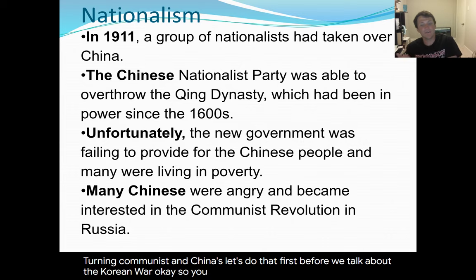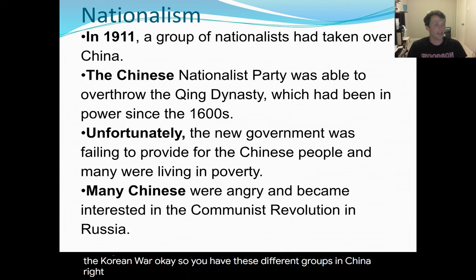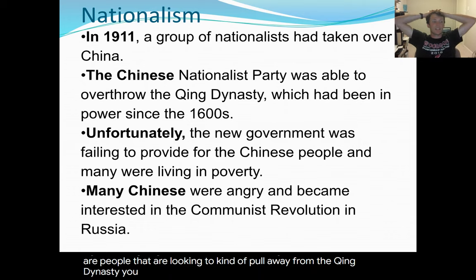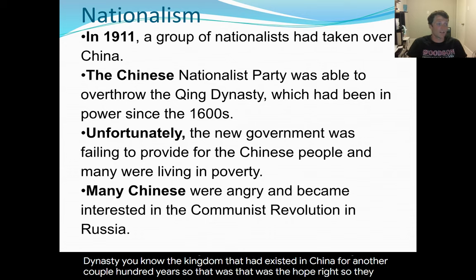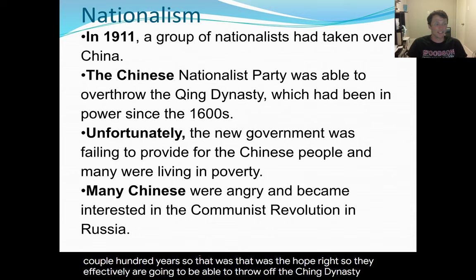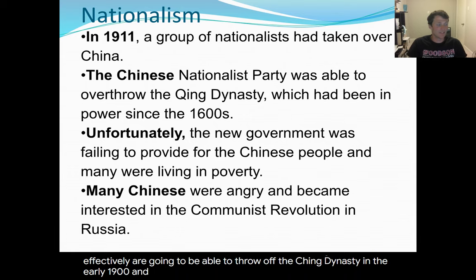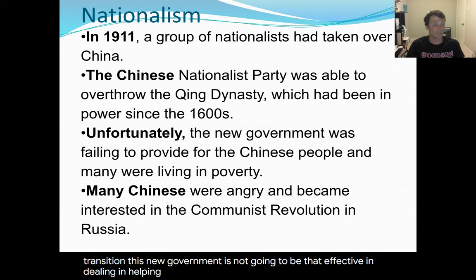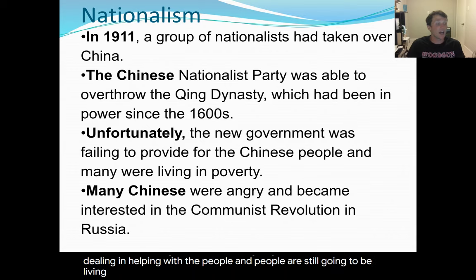So you have these different groups in China, right? You're going to have what are called a group of nationalists that are people that are looking to pull away from the Qing dynasty, you know, the kingdom that had existed in China for a couple hundred years. So that was the hope, right? So they effectively are going to be able to throw off the Qing dynasty in the early 1900s, in 1911. And unfortunately for them, in the transition, this new government is not going to be that effective in dealing and helping with the people, and people are still going to be living in poverty for the most part, right?